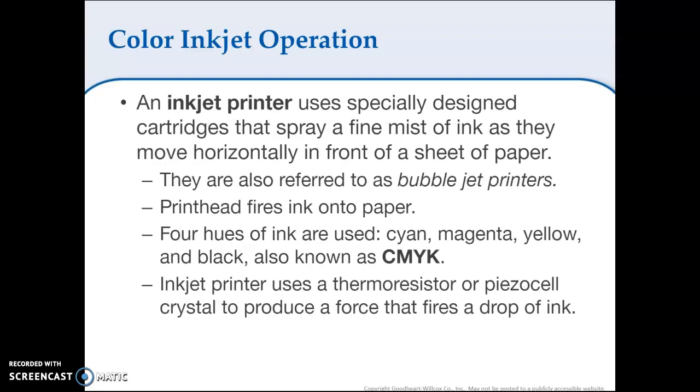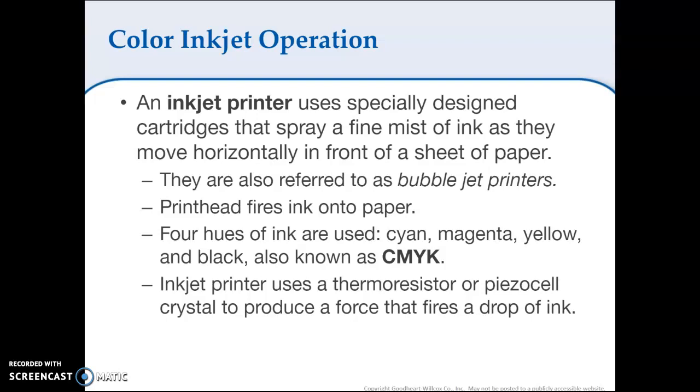Inkjet operation, which may still be some of the most common types of printers that we have in our homes. Inkjet printers usually use specially designed cartridges that spray a fine mist of ink as they move horizontally in front of a sheet of paper. That's how the image is produced. They are also referred to as bubble jet printers. They fire ink onto the printer paper. They are used with different types of ink in order to make images and color printed copies: cyan, magenta, yellow, black, also known as CMYK.